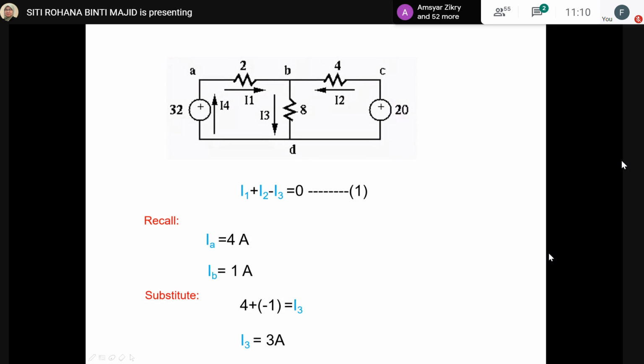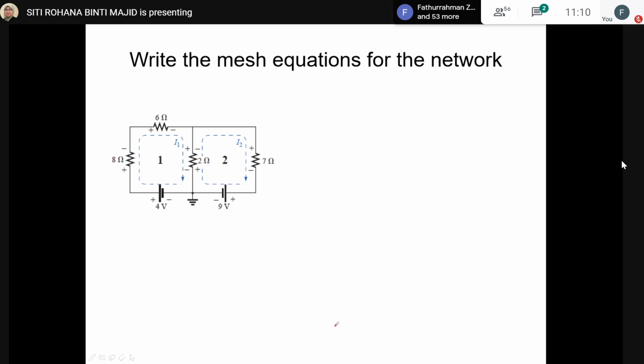Okay, and then the next part is at the junction here. So we have I1 going in. So this one is the junction. I1 is going in, and I2 is going in. So that means I1 plus I2. But I3 is going out, so you minus I3 and it becomes 0. Then IA and IB you already know the values, and you just use this junction rule, and then you will get I3 becomes 3 ampere.